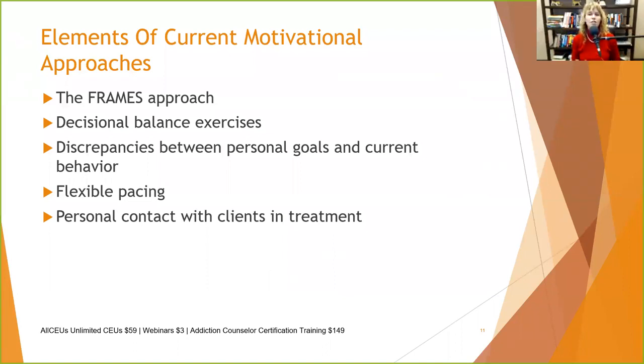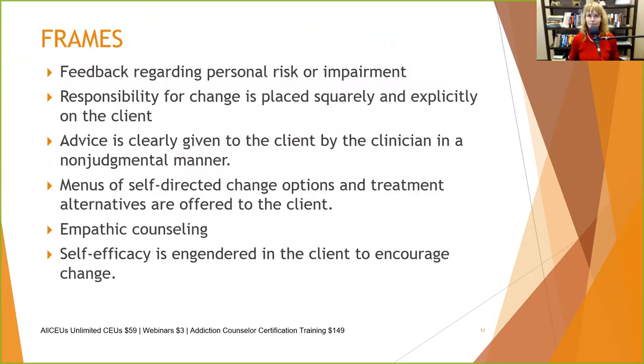And have personal contact with clients in treatment. So if somebody doesn't show up for an appointment, obviously follow up with them, but sometimes just sending them a note in the interim saying, you did some really good work last week. I can't wait to see what you bring next week. That will help them feel like they are important to you, not just a number or a client.